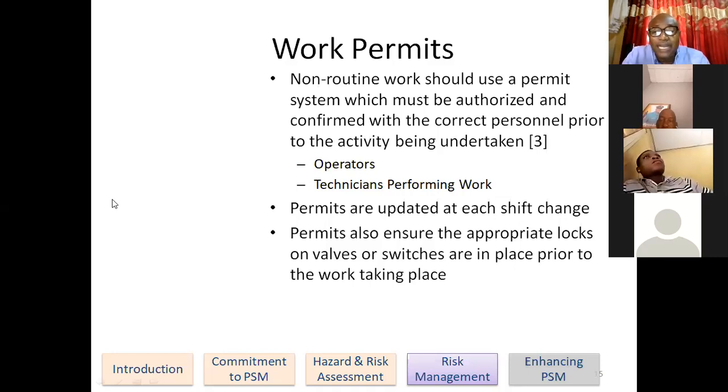Permit also ensures that appropriate lock on valves or switches are in place prior to work taking place. You want to work, but the places you want to work on have been tagged out and locked out.